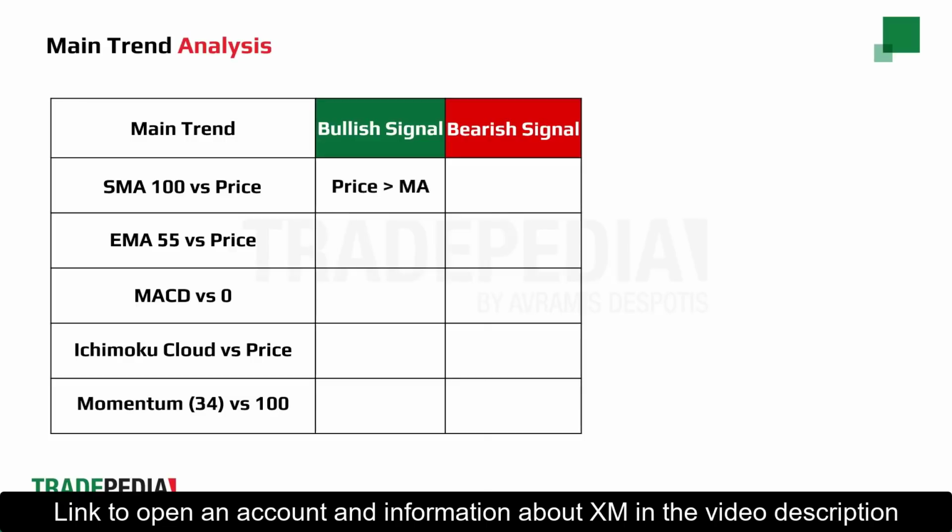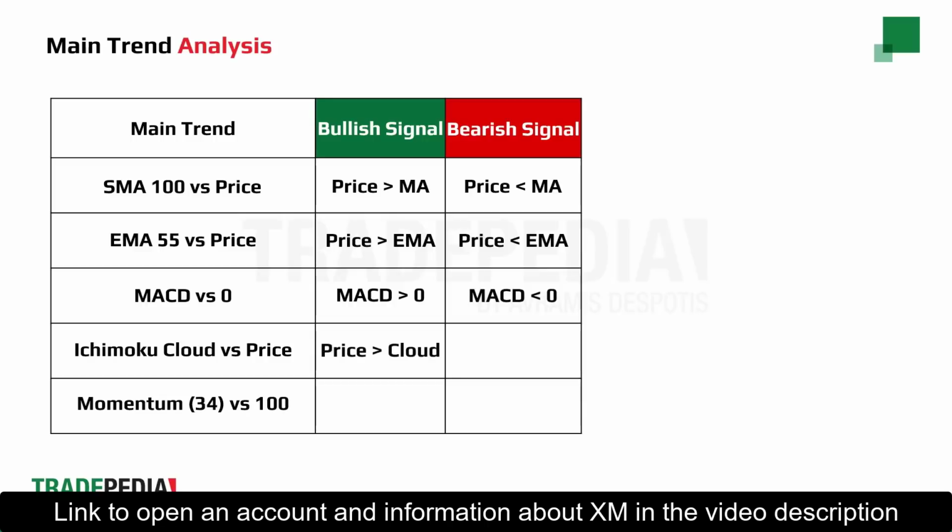We will get a bullish or upward signal if the price is above its 100 periods SMA, and a bearish or downward signal if the price is below its 100 periods SMA. The same goes for the 55 periods exponential moving average. We get a bullish signal if the price is above its EMA, and a bearish signal if the price is below its EMA. We get a bullish signal when the MACD value is positive above the 0 level, and a bearish signal if it has a negative value below the 0 level.